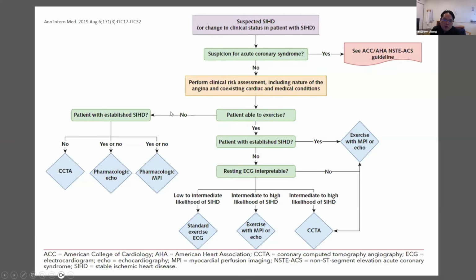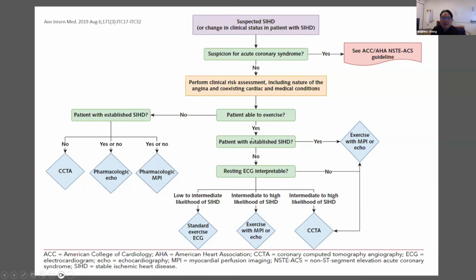If it was no, then you would ask yourself, does this patient have ischemic heart disease? If he has known ischemic heart disease and he can't exercise, a coronary CTA is not your best answer. We don't recommend ordering a CTA for patients with already known coronary artery disease. But you could order a pharmacologic MPS or a pharmacologic echo.